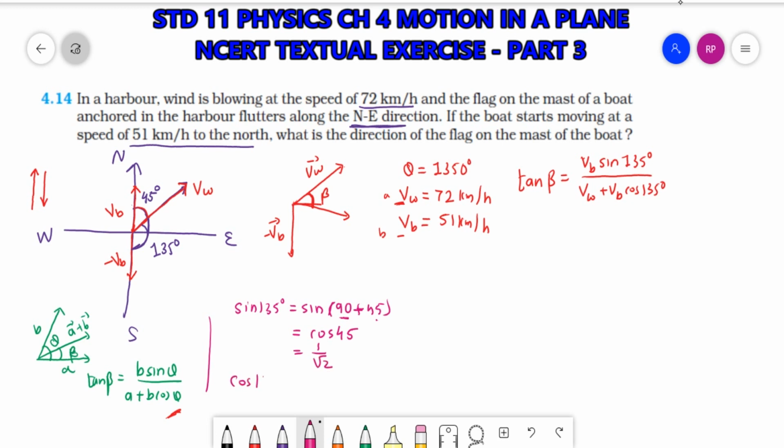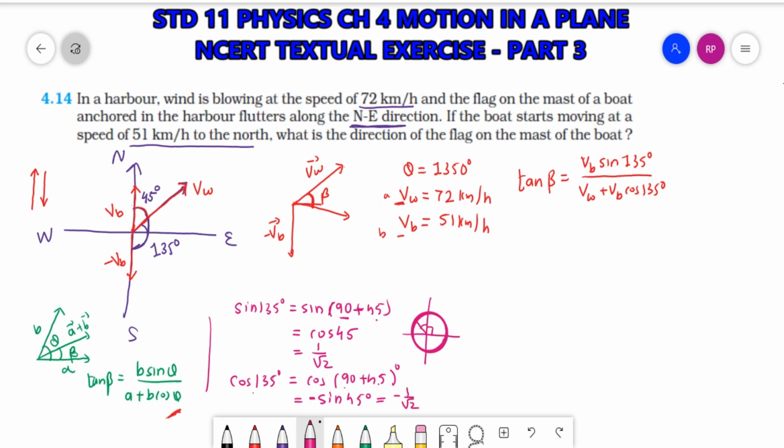Similarly, cos 135 degrees will be equal to cos of 90 plus 45. As there is a 90 shift, this will be equal to sine 45 degrees. 90 plus means second quadrant. What is the second quadrant? If I take the unit circle, this is 90 degrees, so 90 plus is the second quadrant. In the second quadrant, sine and cosec are positive, but cos is negative. So it's minus sine 45, which is equal to minus 1 by root 2.